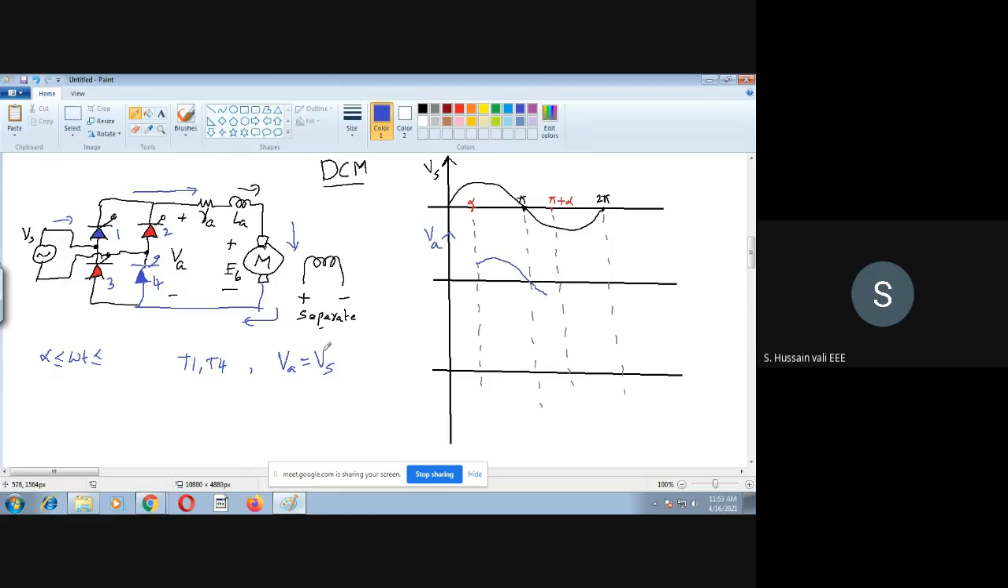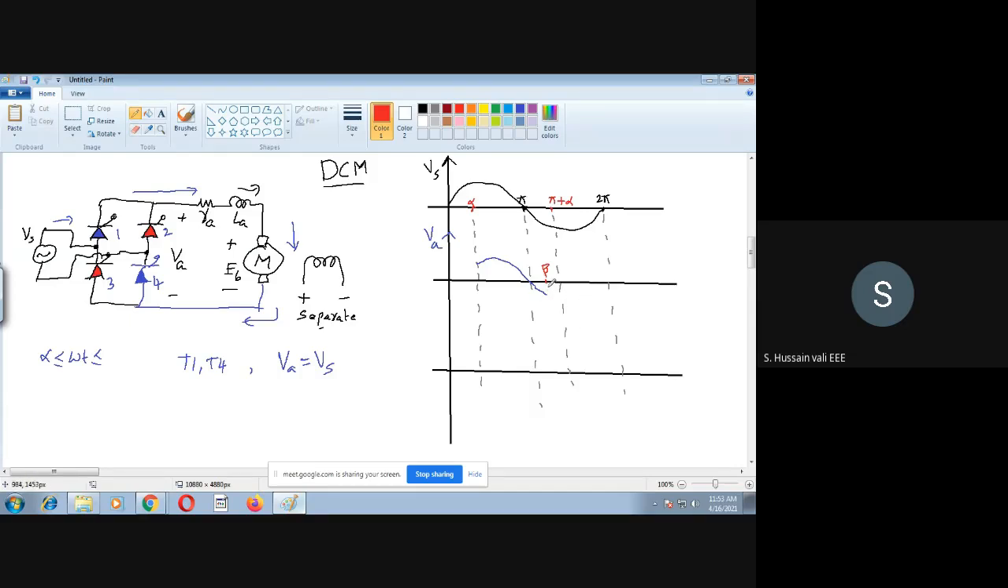Now this extension, the blue line extension, or this conduction, is not till pi plus alpha this time. Why it is not pi plus alpha this time is that we have taken discontinuous conduction mode. Discontinuous conduction mode means the current will be zero before pi plus alpha only. So before pi plus alpha, the current in the motor will be zero at a certain instant. Let me take that instant as beta, and I will mark that instant as beta here.